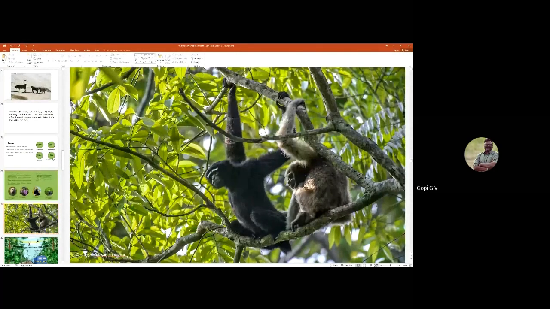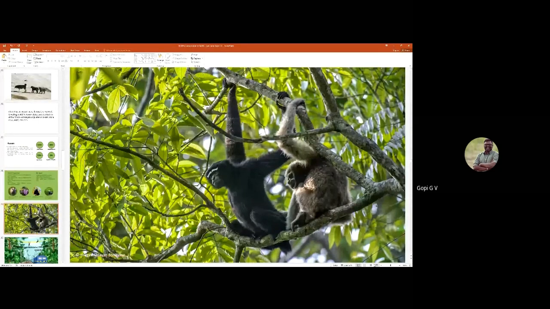So these hoolock gibbons are obligate canopy dwellers. They are arboreal primates, and they are obligate canopy dwellers. That means they have to be there in the canopy. They don't come down to the ground for movement from one place to another. But their habitats are very gravely threatened in many areas. I would like to share one small study that WII conducted, in which I was involved.